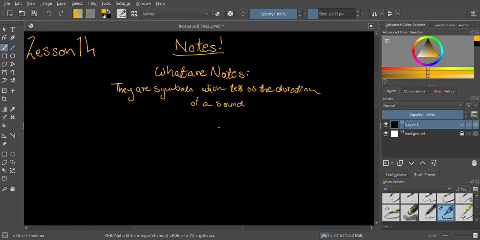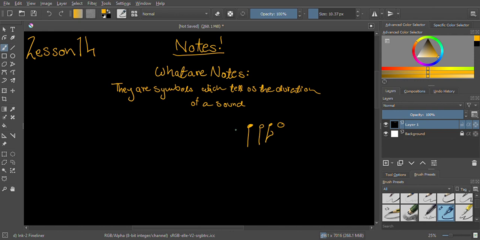When we are writing down music, notes' main purpose is to tell us how long or short, remember the duration, how long or short to play that sound for. That's what their purpose is. And if you're wondering what notes look like, they look something like this. We've talked about this before. And so on and so forth.